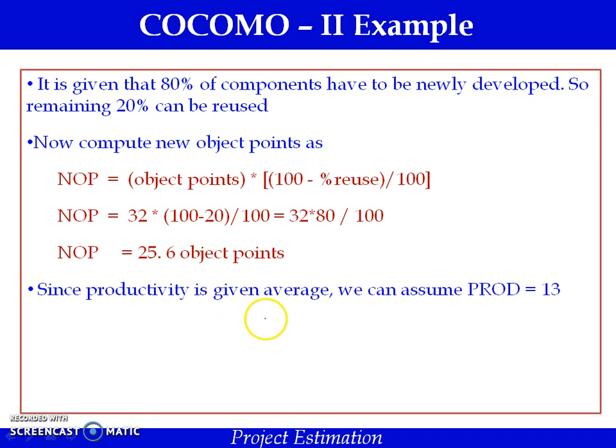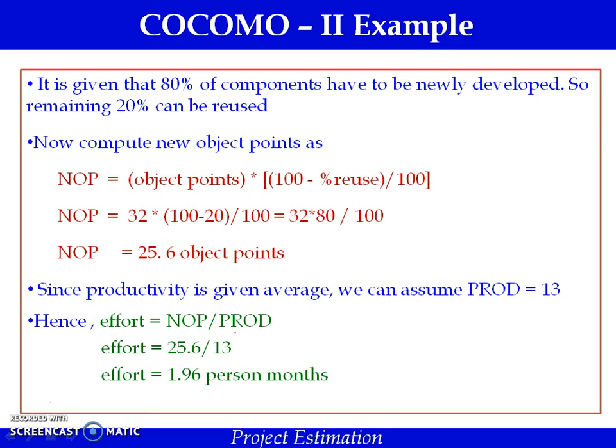Since productivity is given as average, we can assume that the productivity is 13, for which we can refer to the productivity table. The effort required is computed using the formula NOP divided by productivity. So new object points is 25.6 and productivity is 13, which is equivalent to 1.96. So for this simple ATM system, we need 1.96 person months for the development.